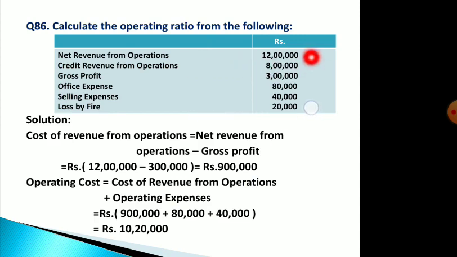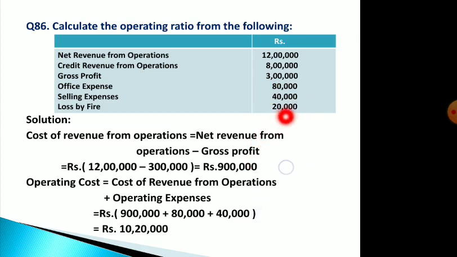Net revenue from operation is 12 lakh, credit revenue from operation is 8 lakh, gross profit is 3 lakh, office expenses 80,000, selling expenses 40,000, loss by fire 20,000. The first thing we have to find out is the cost of revenue from operation or cost of goods sold, which is equal to net revenue from operations minus gross profit. That is 12 lakh minus 3 lakh, which is equal to rupees 9 lakh. Now operating cost is equal to cost of revenue from operations plus operating expenses. So my COGS amount is 9 lakh plus operating expenses. Here there are two operating expenses, that is office expenses of 80,000 and selling expenses of 40,000.